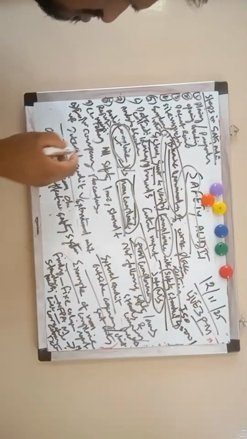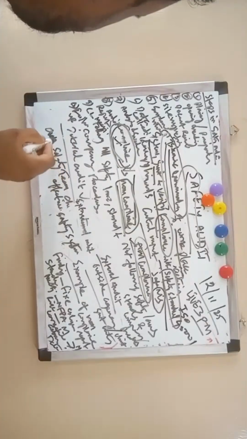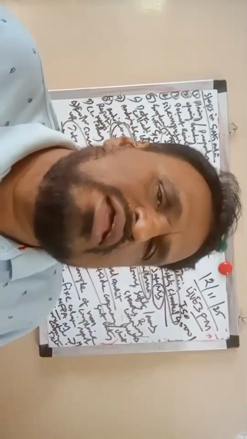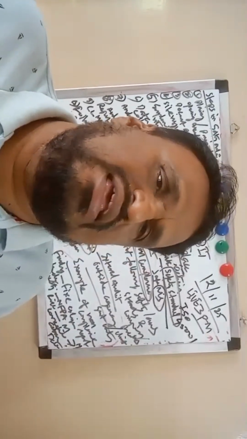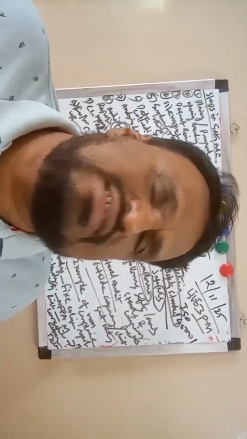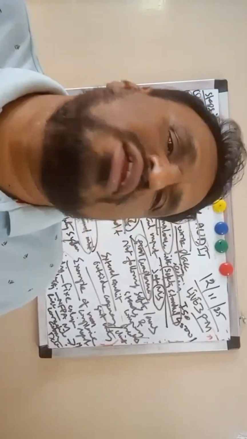And next one is internal audit and the external audit. So what is internal audit? Internal audit: the company's own team analyzes the safety rules, regulations, compliances, and standards. They will give the internal audit report. So that is internal audit.